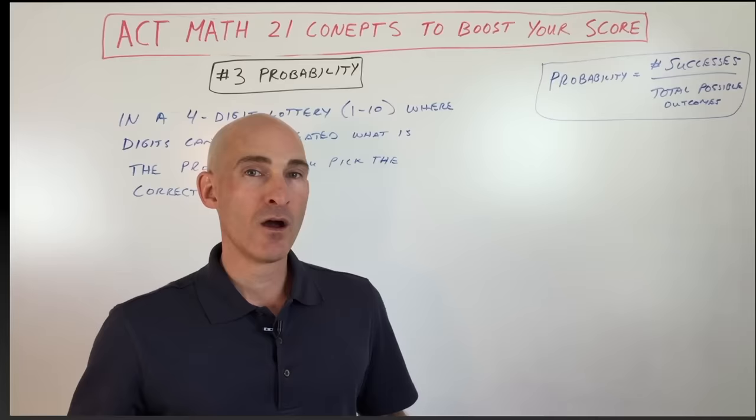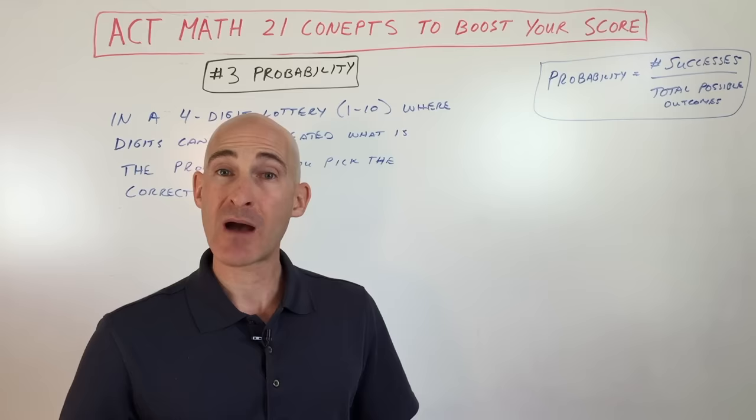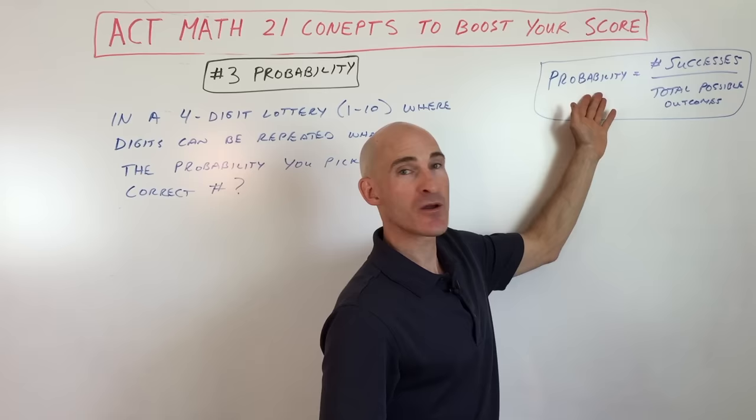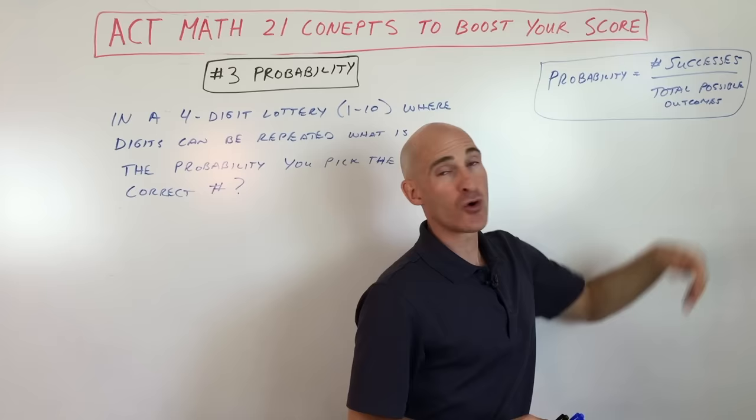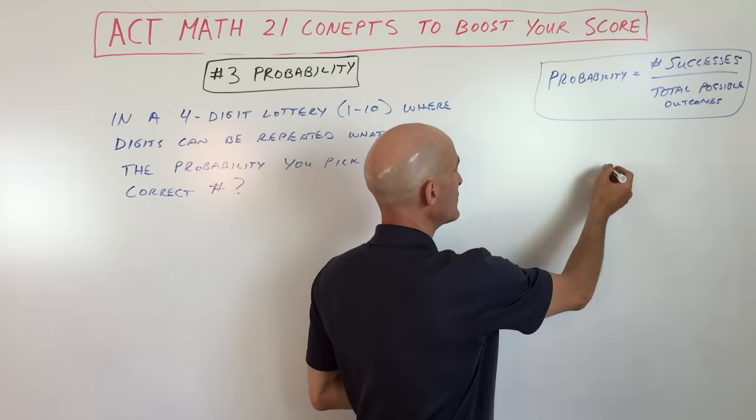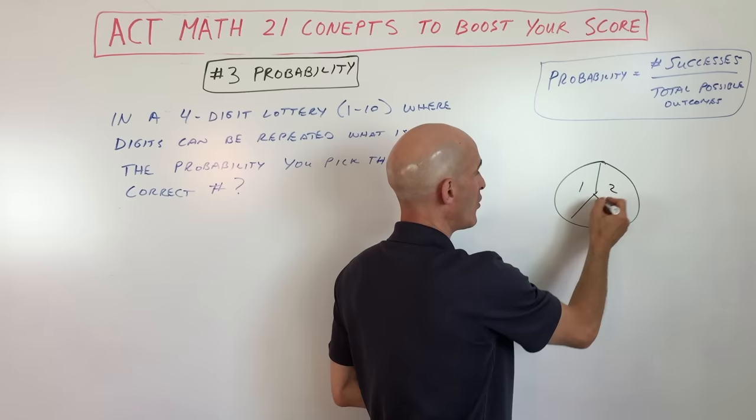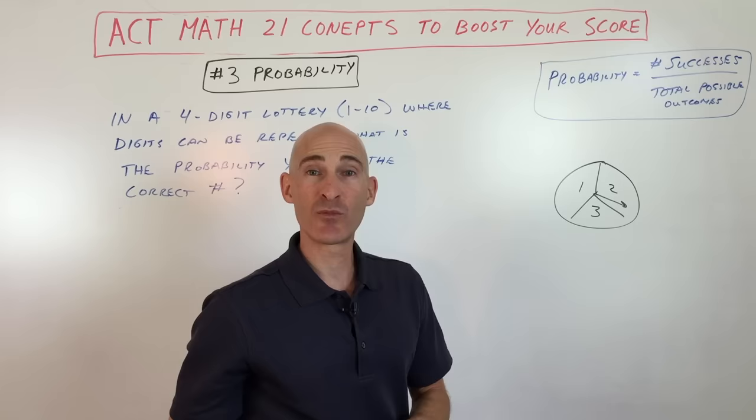Okay, the third concept we're going to talk about that's tested on the ACT is probability. So you want to understand how to work with these basic probability questions, and the formula that you want to know is this one right here. Probability equals the number of successes divided by the total possible outcomes. So a quick example would be if you had a spinner, like this, and say it was divided into three sections, 1, 2, and 3, okay? And you spin the spinner and you say, what's the probability that you land on the number one?